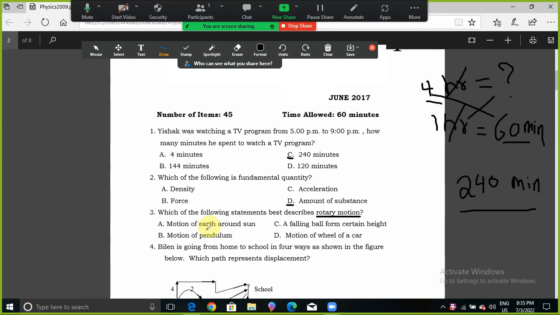But in C, we have a falling ball from a certain height, and it's not a rotary motion. It's a straight, or rectilinear, motion. But D says motion of the wheel of a car, right? So that means it's a rotary motion, because the wheel of the car is rotating. So the answer is D for question number 3.